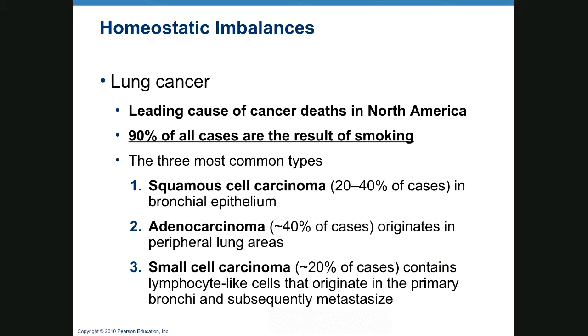Now, lung cancer is the leading cause of cancer death in North America. 90% are related to smoking. The 3 most common types we talk about here: squamous cell carcinoma, which comes from the bronchial epithelium. Adenocarcinoma comes from peripheral lung areas. Small cell carcinoma comes from lymphocyte-like cells. And any and all of these can metastasize to other tissues, from lungs to liver to brain, and eventually kill you. So don't smoke. Okay, that's all for now, and we'll go on to another subject.